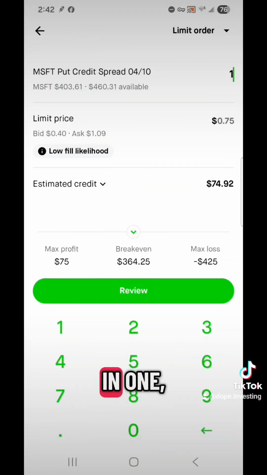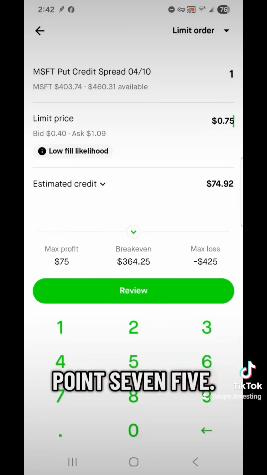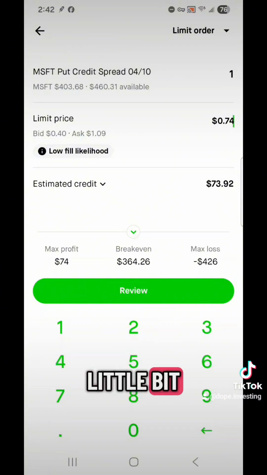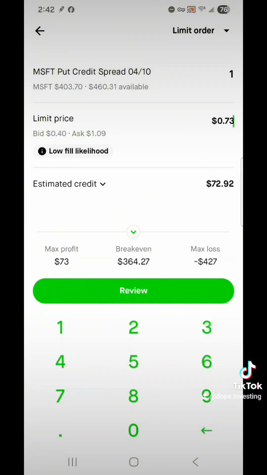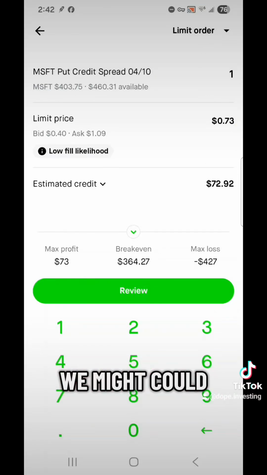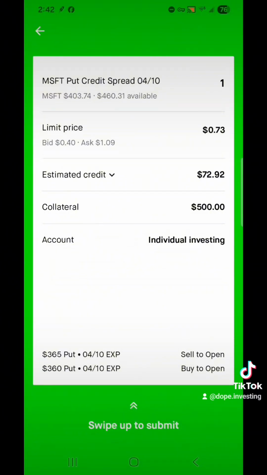Okay, so put in one put credit spread. If we try 0.75, you can see it says low fill likelihood. We could bump it down a little bit to see if this has a chance of filling. Oh, that flashed on medium fill. We could get this. So we'll click review and swipe up.